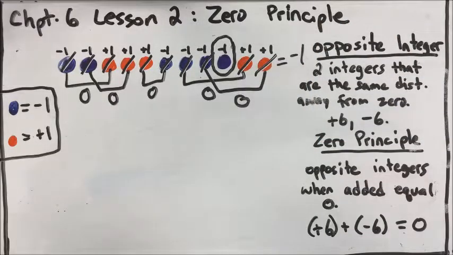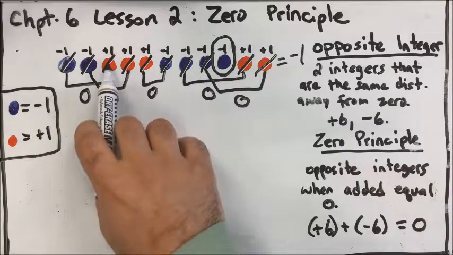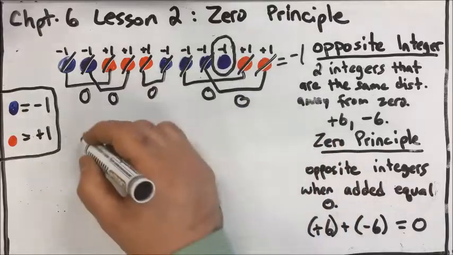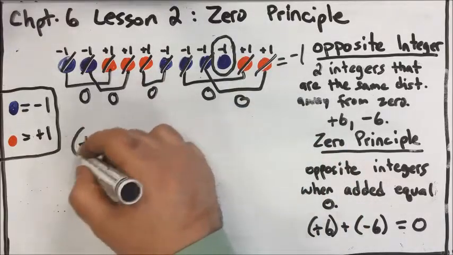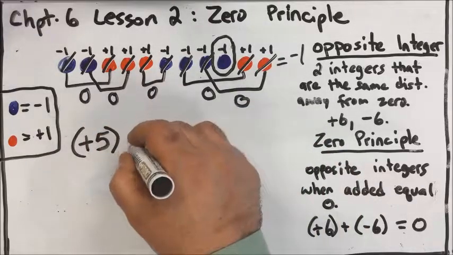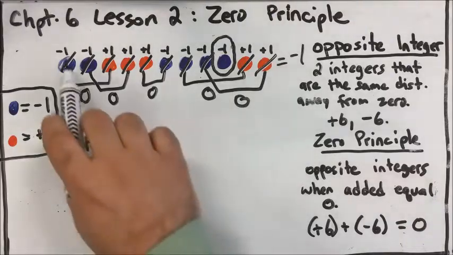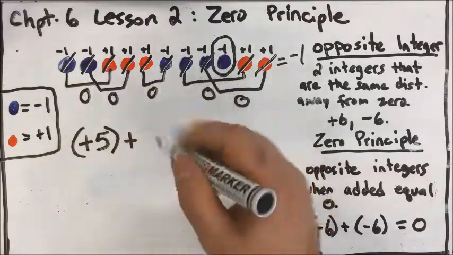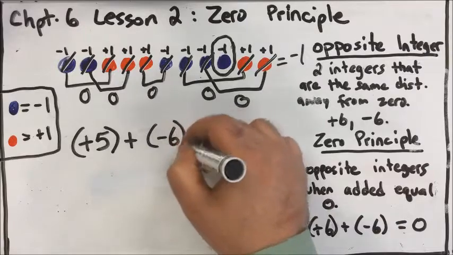If you wanted to show it in a math sentence, you would just group your negatives and positives together. So we have 1, 2, 3, 4, 5 positive numbers. So we have positive 5 plus 1, 2, 3, 4, 5, 6 negative counters.